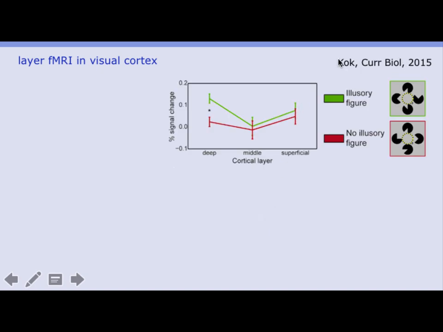Other applications in the visual cortex based on layer fMRI have been done, for example, by Peter Koch. He tried to distinguish input-output characteristics, in the sense of having a feed-forward and feedback input in the primary visual cortex. He had this stimulus where people are looking at optical illusions, and depending on whether you see a triangle or not, he sees some input coming from more cognitive areas, sending feedback into primary visual cortex, mostly in the deeper layers, with an effect size of 0.1%.